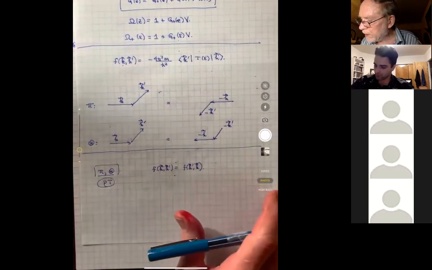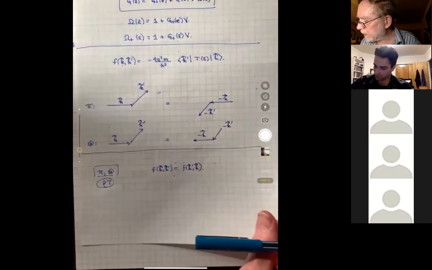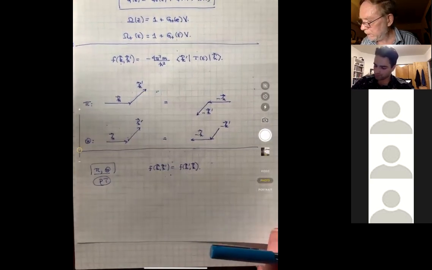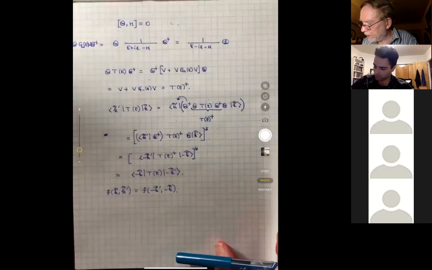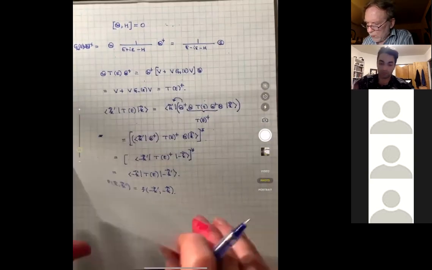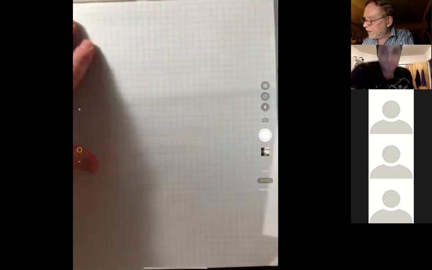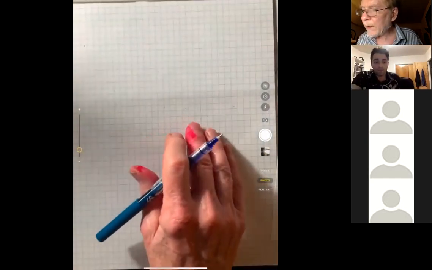Okay, so that's the story in the T matrix. Any questions about that? All right, then. The last topic having to do with formal scattering theory is going to be the orthonormality relations.